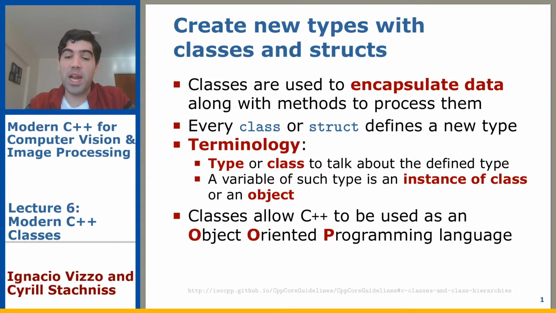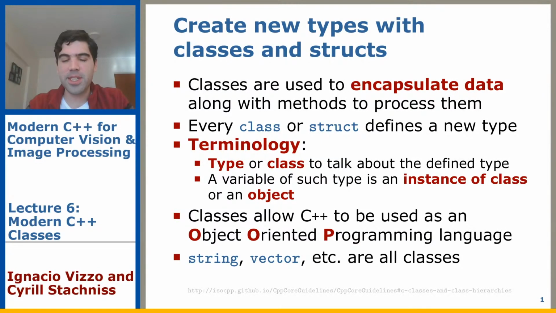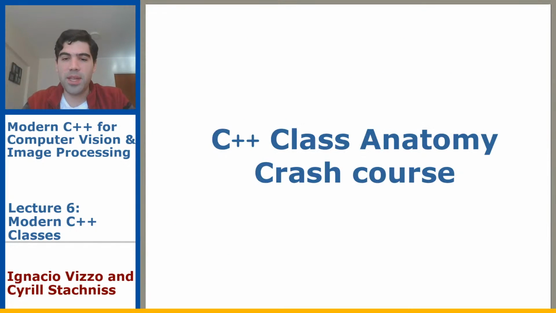And then classes will allow you to use C++ as an object-oriented programming language. This is not the only paradigm behind C++, it's one of the many paradigms it supports. So if you want to do OOP, you can do it with C++. And for example, string and vector, all these types in the C++ standard library are defined as classes, right?